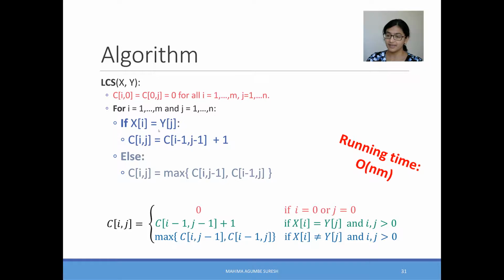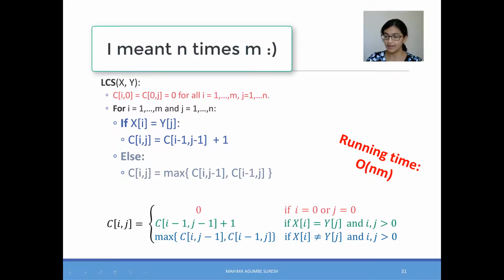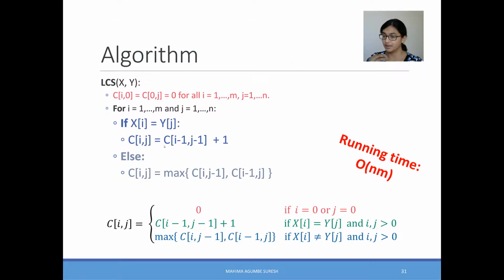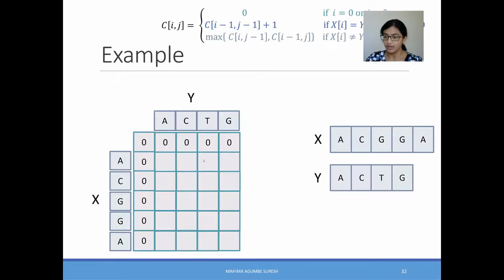Naively, the running time is O of n times m, because we are going to solve this for all the prefix lengths between the x string and the y string. Here n is the length of the string y and m is the length of the string x. So that's pretty much it here.